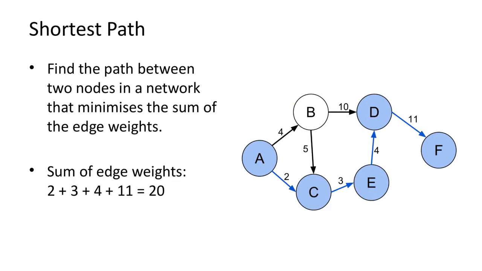The shortest path analysis finds the path that minimizes the sum of the edge weights. In the diagram, the edges now have a set of edge weights indicated. Notice that the edge weights may be different to the edge lengths. The shortest path from A to F turns out to go via nodes C, E, and D. The total path cost comes to 20.